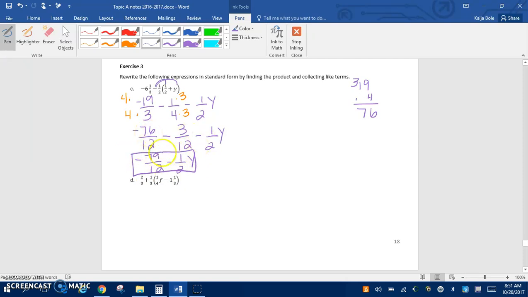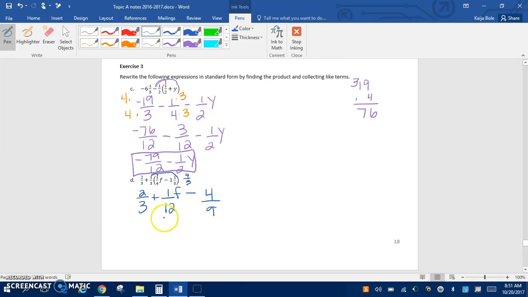Same thing in part D here. First we need to distribute. I'll do this one in a different column. We need to distribute the 1/3. So we bring down the 2/3, then we have plus 1/3 times 1/4, which gives us 1/12 f, minus, I'm going to get rid of this mixed number first. This would be 4/3. So if we do 1/3 times 4/3, we would get 4/9.